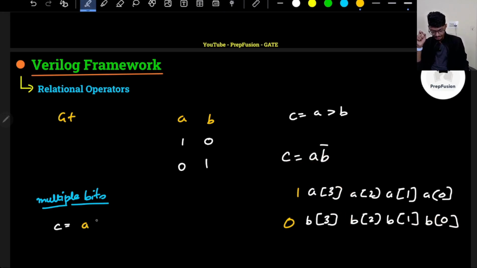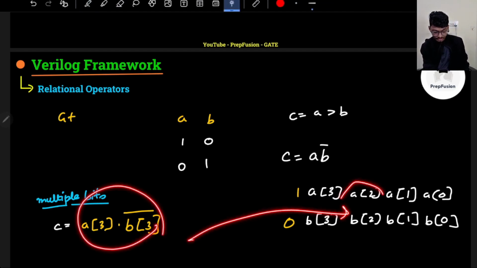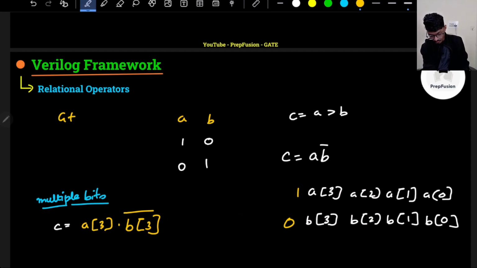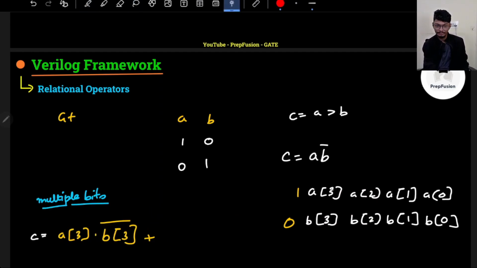So how do I check this? It will be a of 3 dot, and dot means AND in boolean expression, b of 3 not, that is a of 3 and not b of 3. If this is true, then I don't need to evaluate anything else. But if this is not true, then I need to evaluate the next MSB. So again I have to perform an OR, now that means these are equal. I have to check if these are equal or not. If these are equal, then only I will proceed to the next one, else I will not proceed.